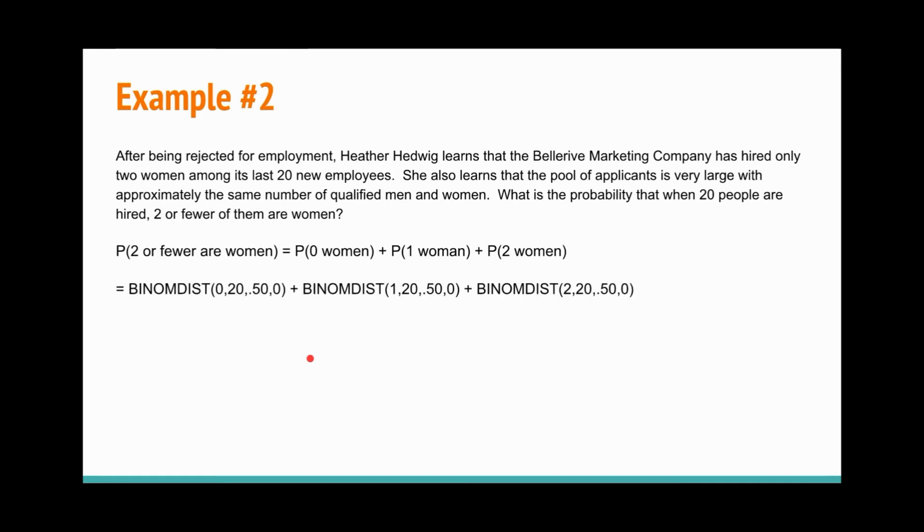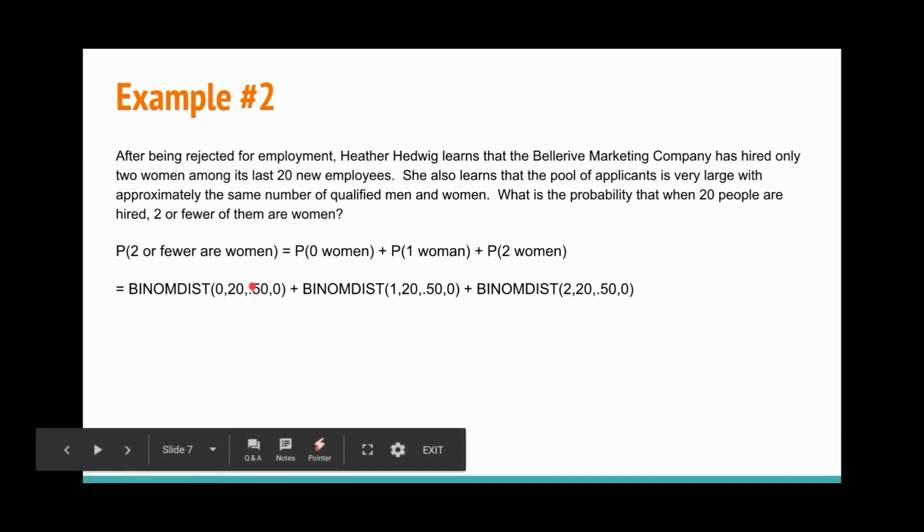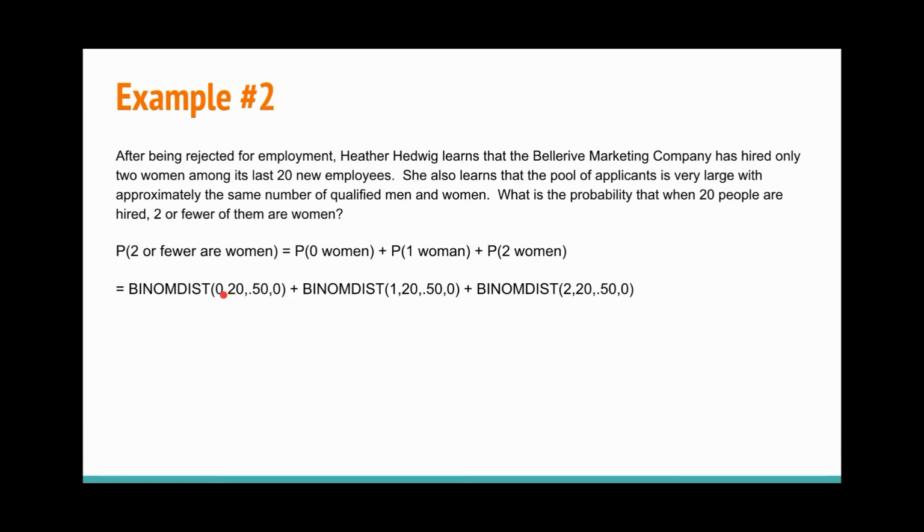Each one of those is a binomial distribution calculation, and so you'll notice if there's an equal number of qualified men and women, the probability of choosing a woman is 50%. There are 20 people hired, and the question is, what is the probability that 0 are hired, or 1 is hired, or 2 are hired? And that's the calculation that you get when you type those commands into a spreadsheet.